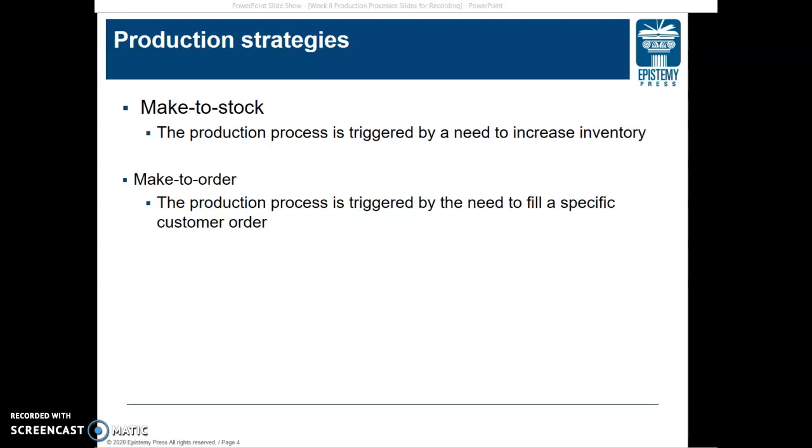Where the other strategy is make to order, and this is a process that's triggered by an actual order. So Dell computers, for their one product line, they wait for an order before they start making it. So Global Bikes, they use a make to stock production strategy. So they do a forecast and figure out how many bikes they think they will sell over the year, and they'll make to that stock.